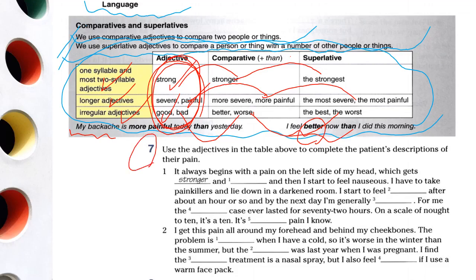Okay, for exercise number 7, use the adjectives in the table above to complete the patients' descriptions of their pain. So we are going to use this table in order to fill in the spaces in exercise number 7. Let's read together. Number 1, it always begins with a pain on the left side of my head, which gets stronger and what? We need another adjective in the comparative degree. What do you think is the right answer? Yes, that's right. The right answer is more severe. And then I start to feel nauseous. I have to take painkillers and lie down in a darkened room.